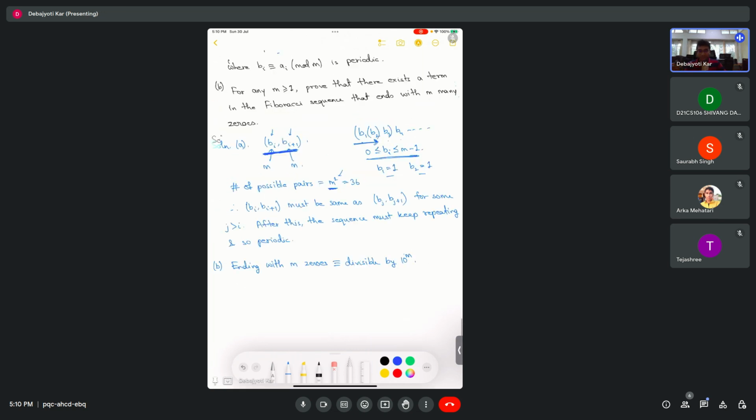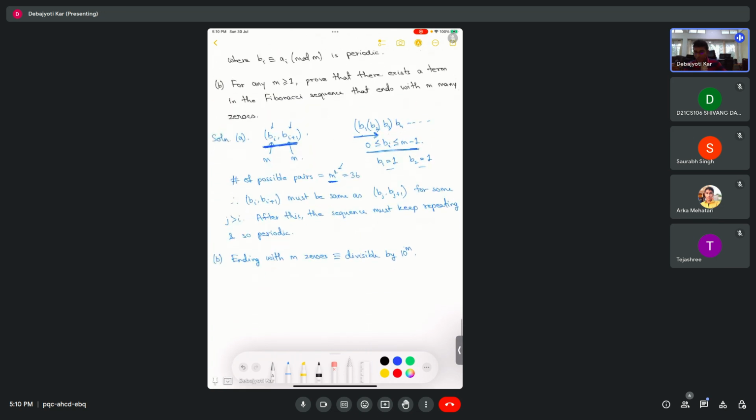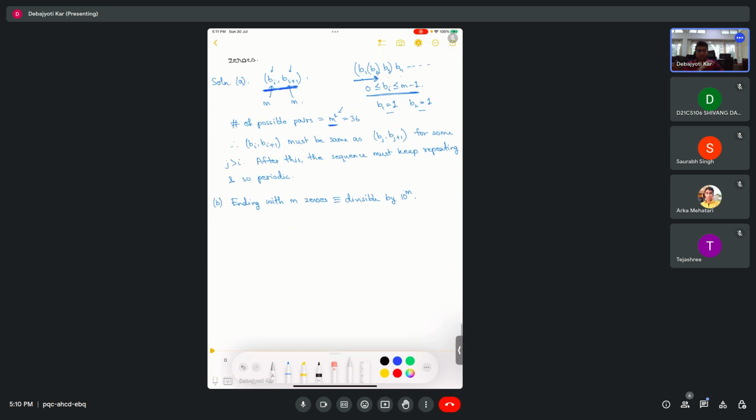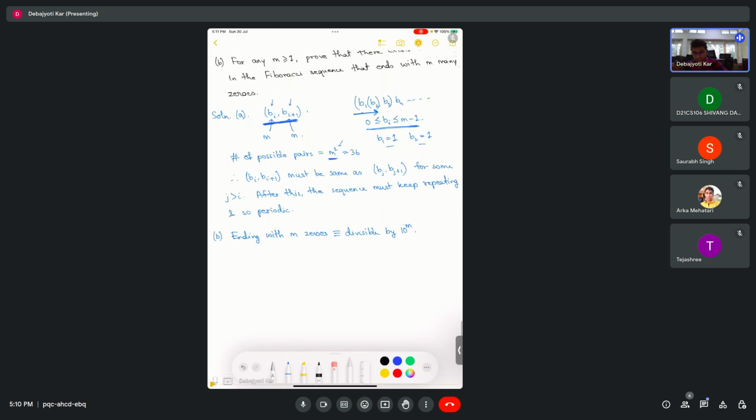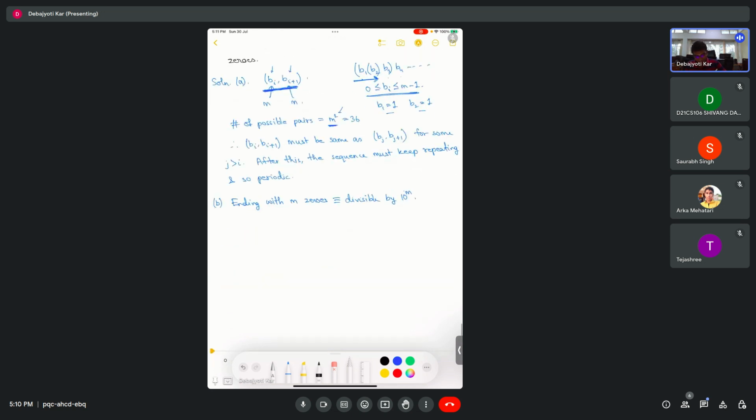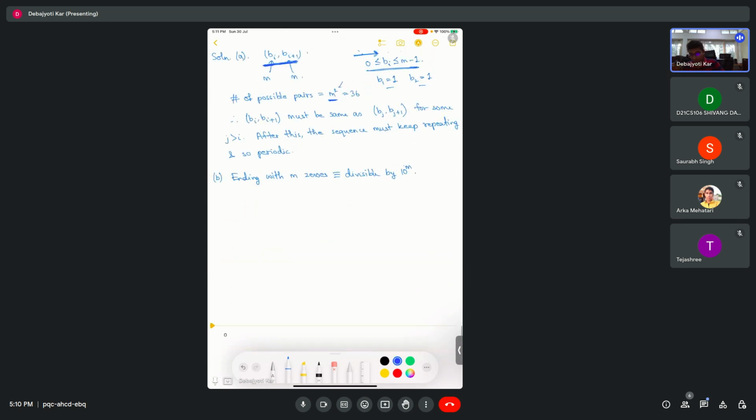Now the second part says that for any integer m, we want to show that there is a term in the Fibonacci sequence that ends with m zeros. That is, it is divisible by 10 to the power m. So again, we consider the remainders modulo 10 to the power m. Previously we were considering remainders with respect to m. Now consider remainders with respect to 10 to the power m.